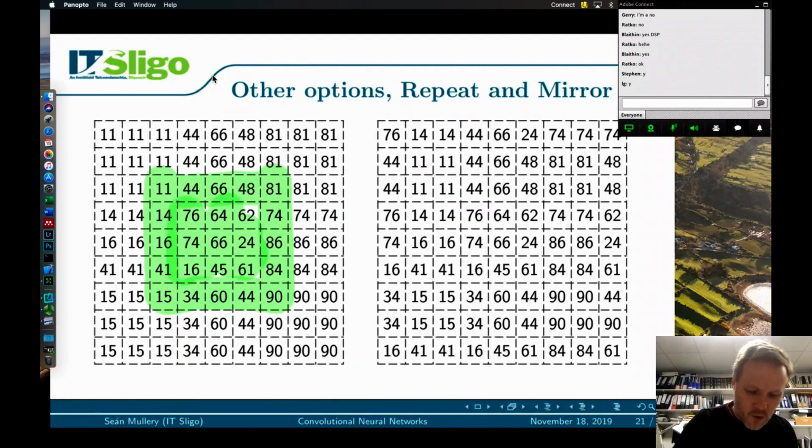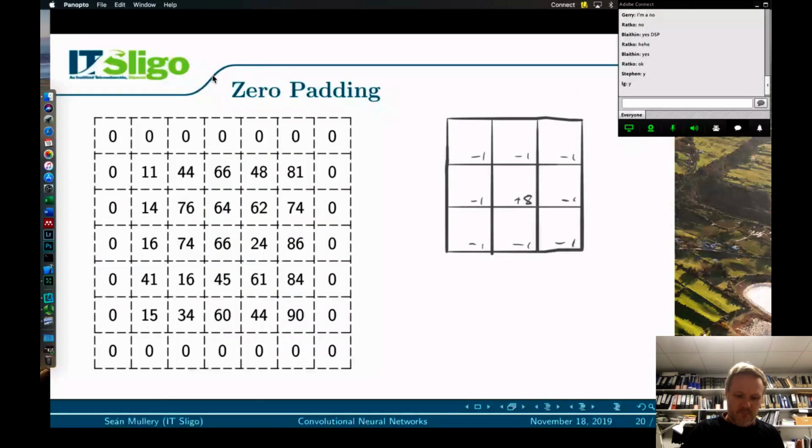It's a 5 by 5, and what we're basically saying is, in each case, we're going to take the closest number to us, which is that one there, and we're going to place it there. The closest number to us here is the 44, so we'll put that there, and so on. You can pad it all around by doing something like that. What I've done here is I've done this for a 5 by 5 filter, so I've put 2 values on the edge.